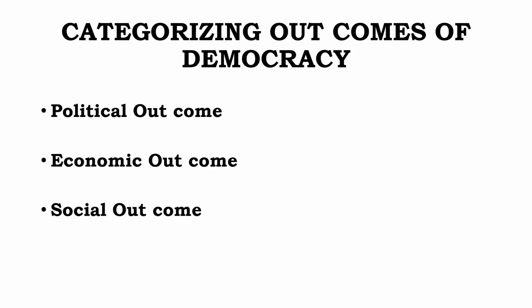Categorizing the outcomes of democracy means evaluating the results of democracy. The benefits of democratic government can be classified into 3 outcomes. One, political outcome; second one, economic outcome; and third one is social outcome. The first one is political outcome. This will be discussed today, and the rest 2, economic outcome and social outcome, will be discussed in the second video. So let's discuss the political outcome of the better form of government in the world, that is democratic government.